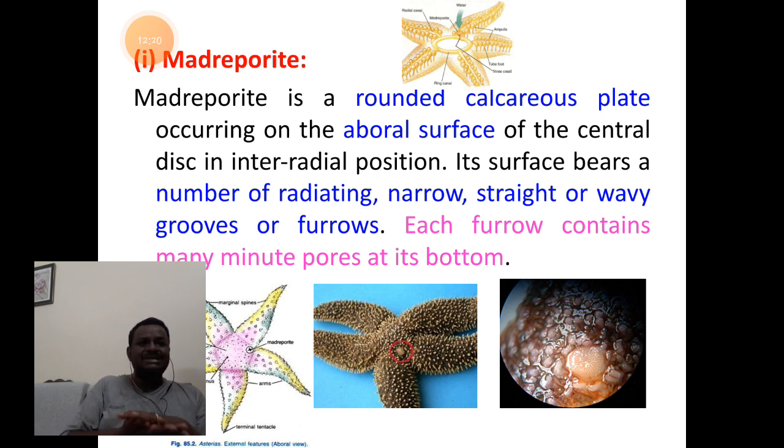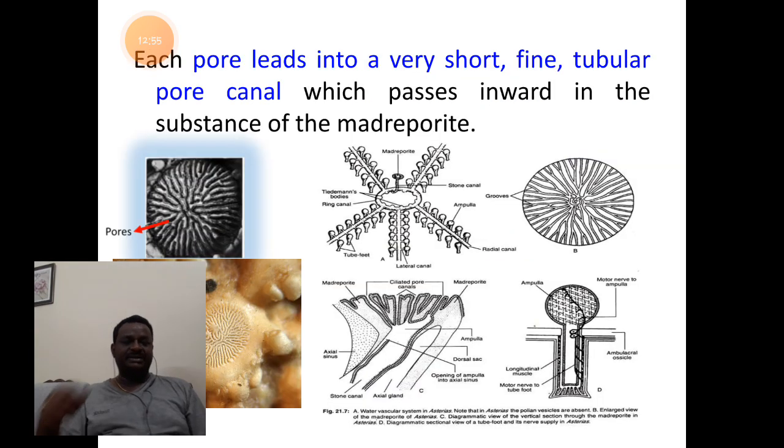So this plate is responsible for intake of the water, especially the sea water, into the water canal system. So the point where the inlet of the water takes place in the water vascular system is this Madreporite. Are you able to understand? So this is the inlet source for the water into the water vascular system. Let's now see the structural details of this Madreporite.